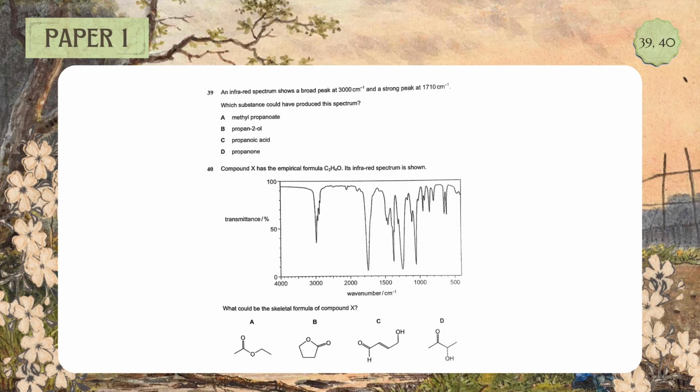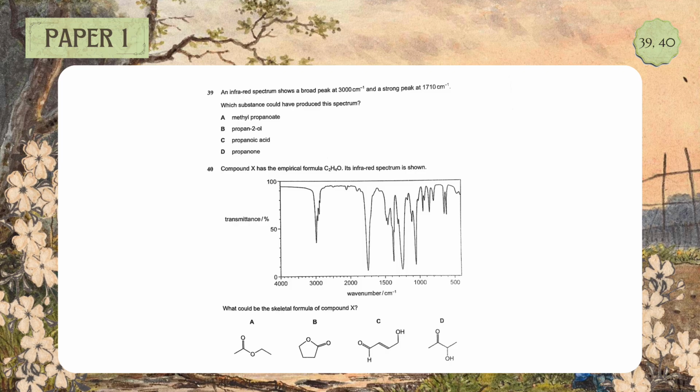Okay, 39. This question gives us 2 clear signals, a broad peak at 3000 and a strong peak at 1710. Just like before, a very broad peak centered around 3000 indicates an OH group belonging to a carboxylic acid, while the peak at 1710 tells us there is a C double bond O carbonyl group present. Combining these clues points directly to a carboxylic acid functional group. Scanning our options, propanoic acid is the only carboxylic acid listed. Thus, the answer is C.